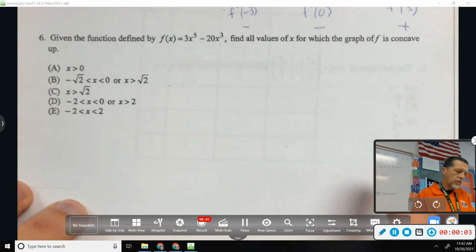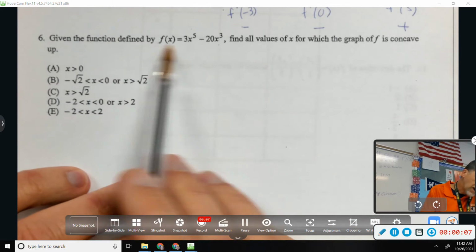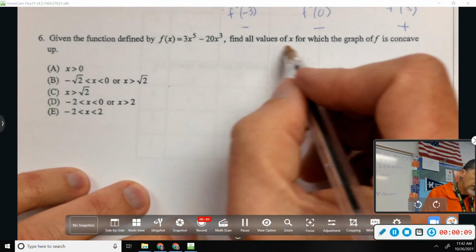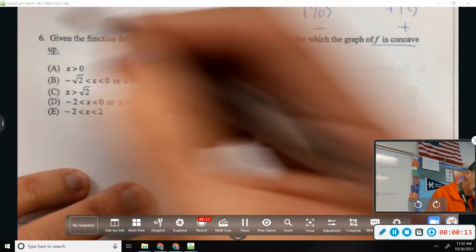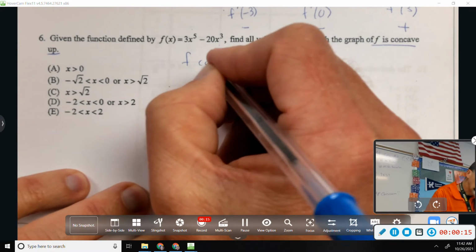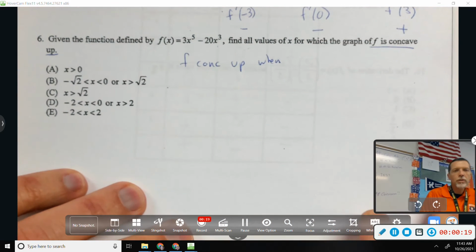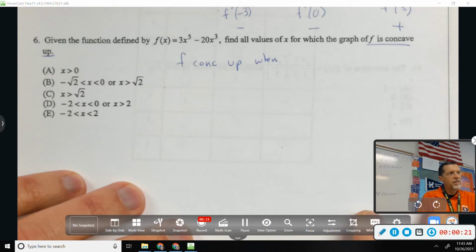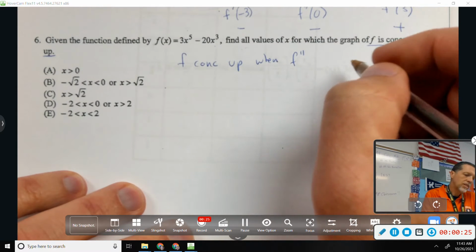Looking at number 6 on the review packet. Given the function defined by this, find all values of x for which the graph of f is concave up. Okay, so f is concave up when, what am I looking for? f double prime is positive.